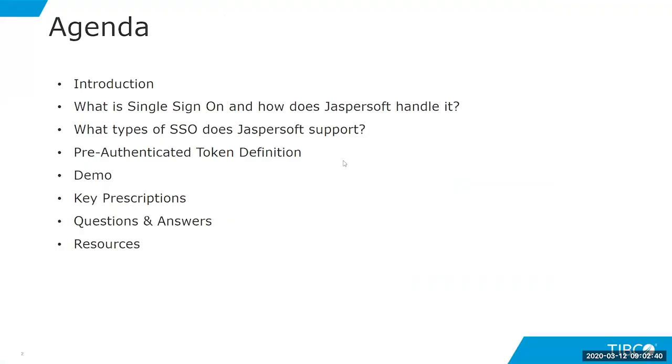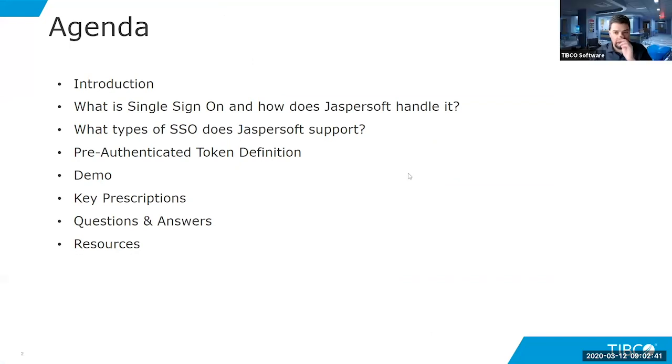My name is Mike Bilkowitz, running the Dr. Jasper session this month. And like I said, we're doing the pre-authenticated token, talking about SSO in Jaspersoft. We're going to take a quick look at the agenda. We're going to talk about what exactly is single sign-on, how does Jaspersoft handle it, what types of SSO do we support, and then I'll give you a quick definition of a pre-authenticated token, what exactly we're looking for in Jaspersoft, and then we'll jump right into the demo and I'll show you how to do it and how easy it can be to implement.